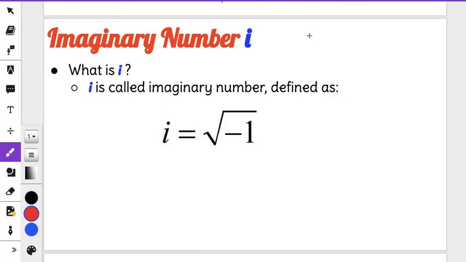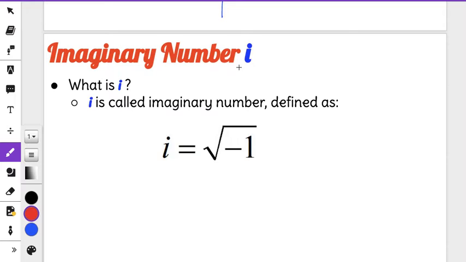So what is i? i is the notation for the imaginary number, and i is defined as the square root of -1. Even if you put it in the calculator, it's probably going to give you an error message, but in the complex number system, which is part of this, the imaginary number i is defined as the square root of -1. So how do we use this symbol to help us simplify all the expressions involving negative numbers?